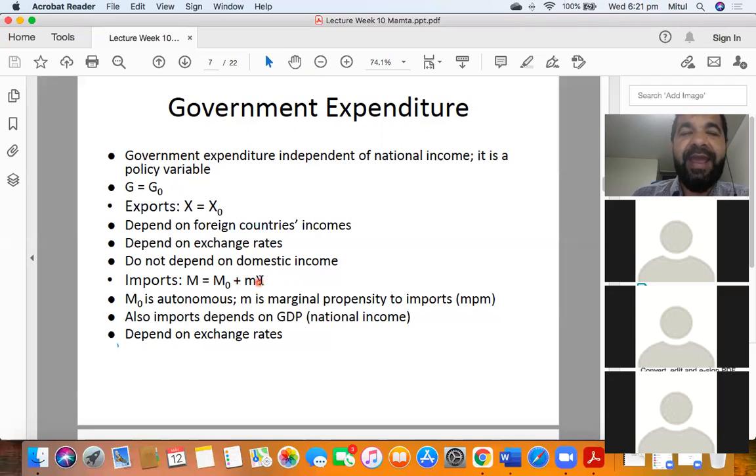Plus MY, where M means marginal propensity to import. M is the marginal propensity to import, MPM, multiplied by your income. Also import depends on the GDP, national income, and the exchange rate as well. But this is our main function of import. M is equal to M0 plus MY.